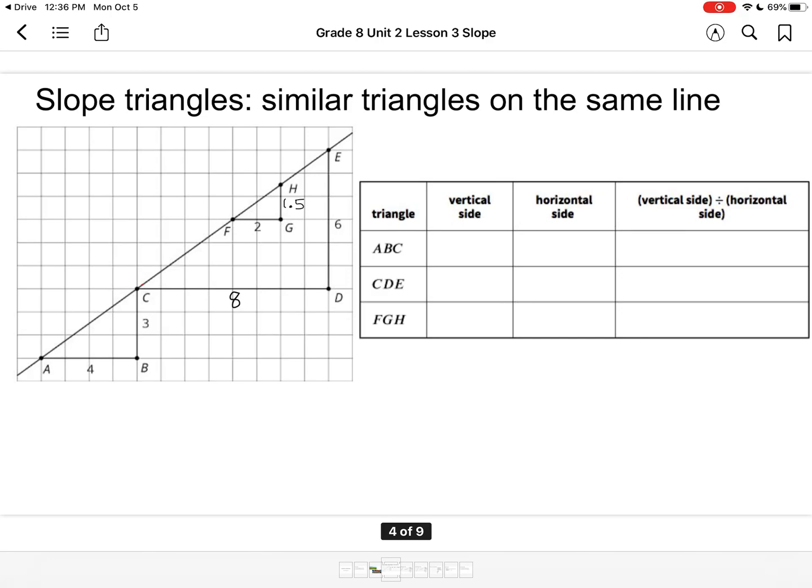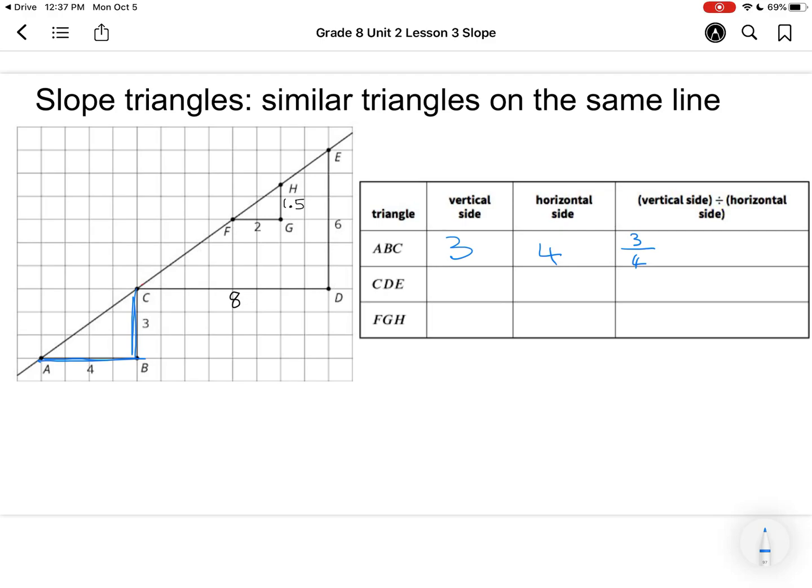And here we've got a series of triangles all on the same line, ABC, CDE, and FGH. And let's start with ABC, the vertical side, meaning the side that goes up and down, is 3 units long. The horizontal side going across is 4 units long. And looking at vertical over horizontal, 3 over 4, that's the slope.